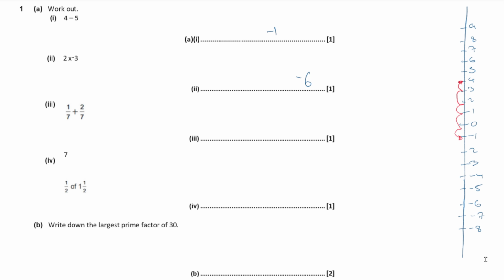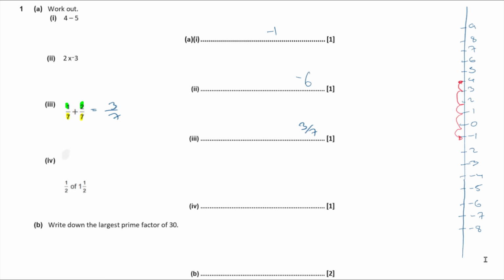Part 3 says, what's 1 seventh plus 2 sevenths? So we've got a fraction here, it's got the same denominator, that means we can just go ahead and add the numerators together. So 1 plus 2 is 3, it's going to be 3 sevenths, isn't it? Not sure what that weird 7 is doing there.